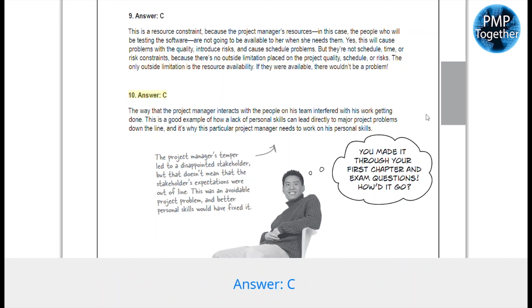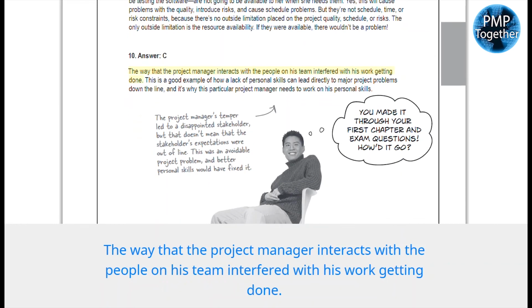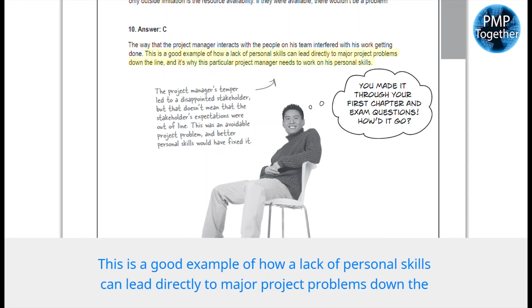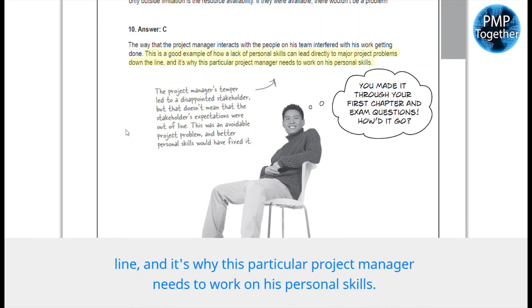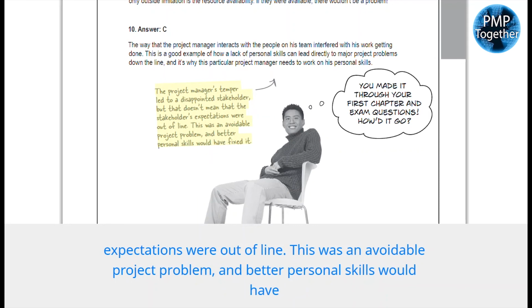10. Answer, C. The way that the project manager interacts with the people on his team interfered with his work getting done. This is a good example of how a lack of personal skills can lead directly to major project problems down the line, and it's why this particular project manager needs to work on his personal skills. The project manager's temper led to a disappointed stakeholder, but that doesn't mean that the stakeholder's expectations were out of line. This was an avoidable project problem, and better personal skills would have fixed it.